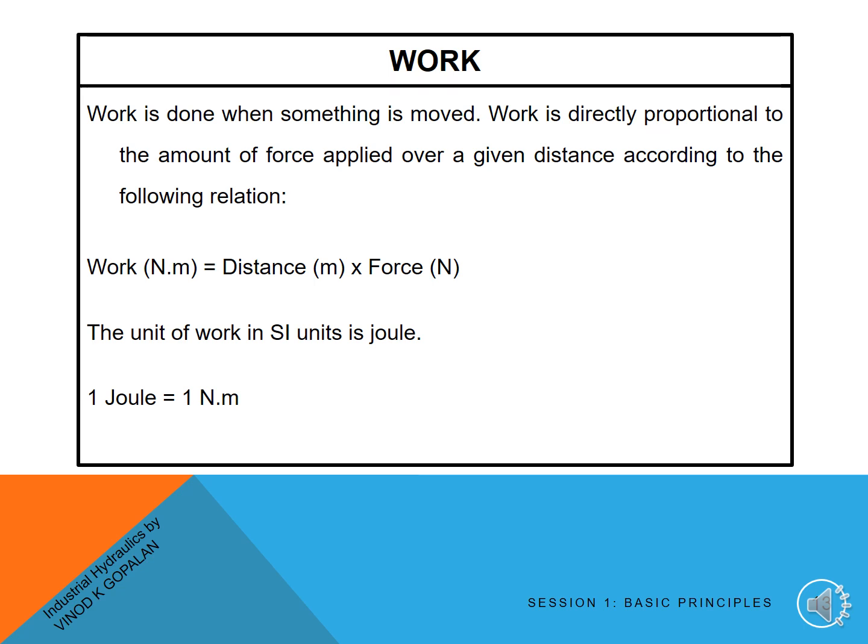Work is done when something is moved. Work is directly proportional to the amount of force applied over a given distance according to the following relation. Work is equal to distance into force. The unit of work in SI units is joule. 1 joule is equal to 1 Newton meter.